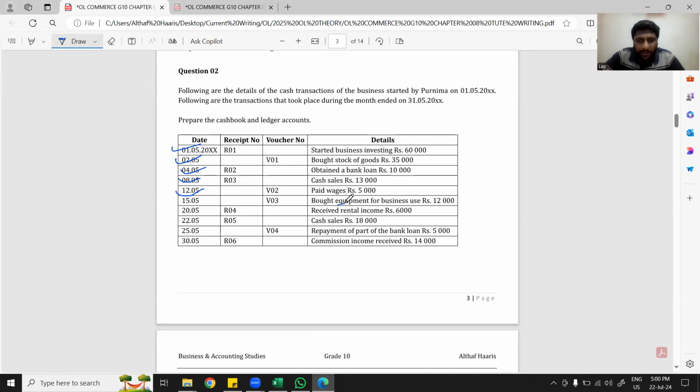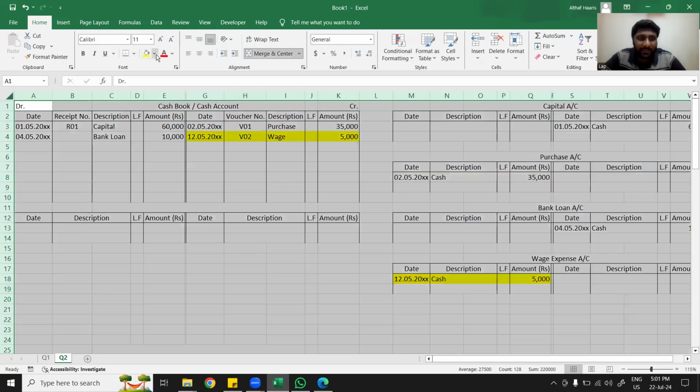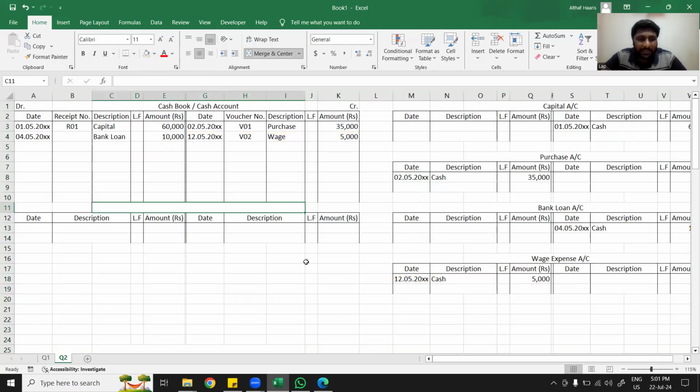Bought equipment. You tell me, equipment means what for the business? Tell me a few examples of equipment. We learned this long time back in the introduction chapter. Laptops, computers, projectors, photocopy machines. These are equipment, non-current assets for the business. So you have purchased one of the non-current assets, which is equipment.